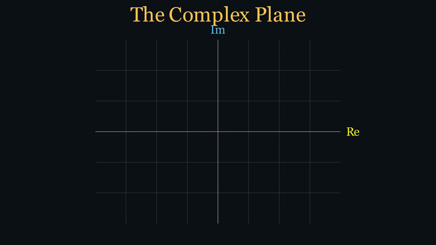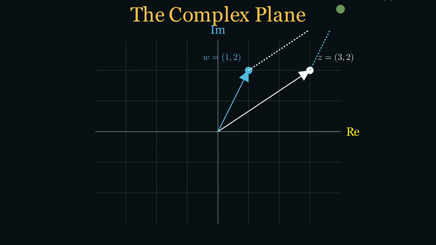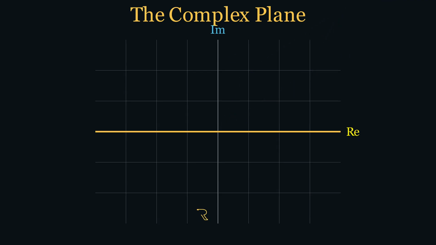In this geometric view, adding complex numbers is the same as vector addition. To add (x1, x2) and (y1, y2), complete the parallelogram. The sum is the opposite corner. Real parts add horizontally, imaginary parts add vertically.